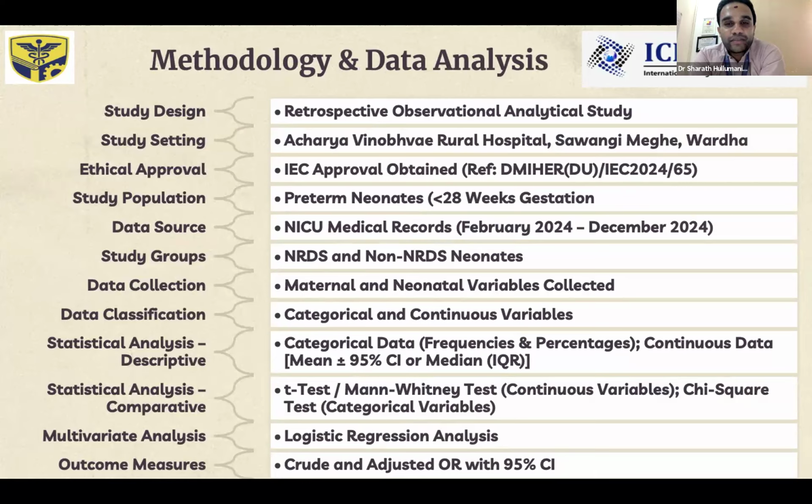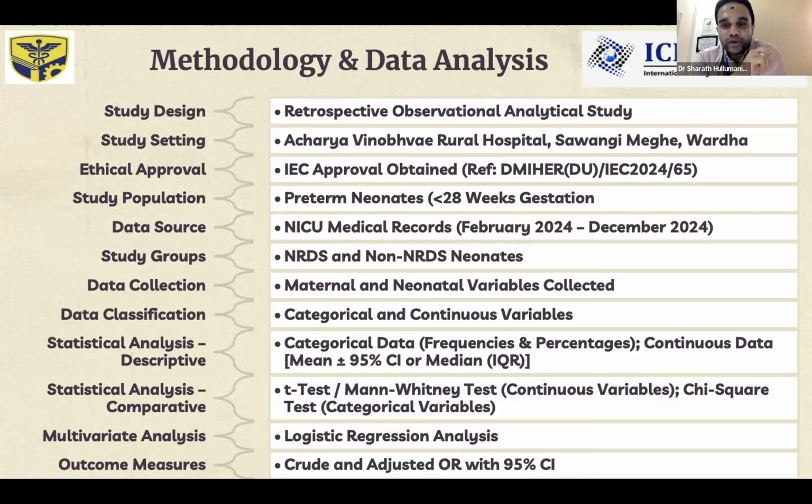The study population is preterm neonates born at less than 28 weeks of gestation, and we took the data from our hospital's MRD, the medical record department, from 2024 to December 2024. The study has mainly two groups: the first group is NRDS, and the second group is non-NRDS neonates.